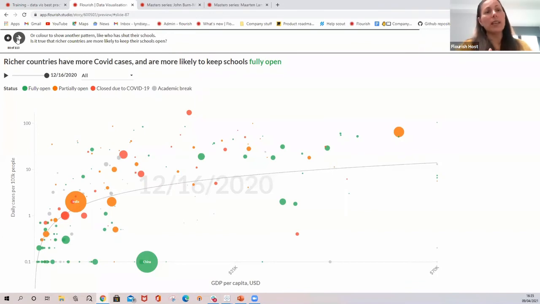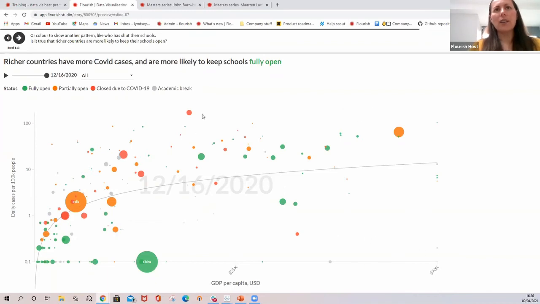Here they wanted to draw attention to where schools were shut, partially opened or closed due to Corona. So we're coloring now green where schools are fully open at this point in time, orange where they're partially, and red where they're closed. So the story that we wanted to tell with this chart is, is it true that richer countries were more likely to open their schools or keep their schools open even though they had more cases?